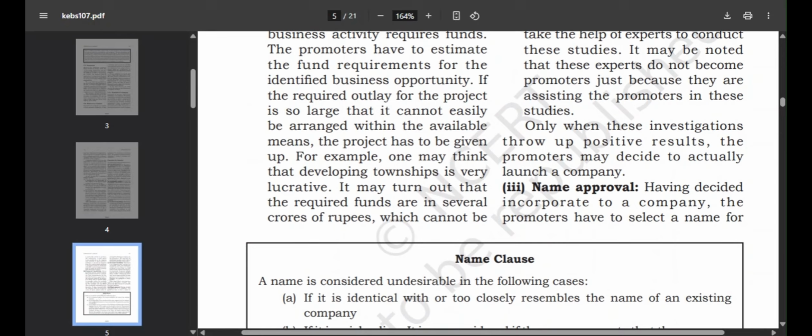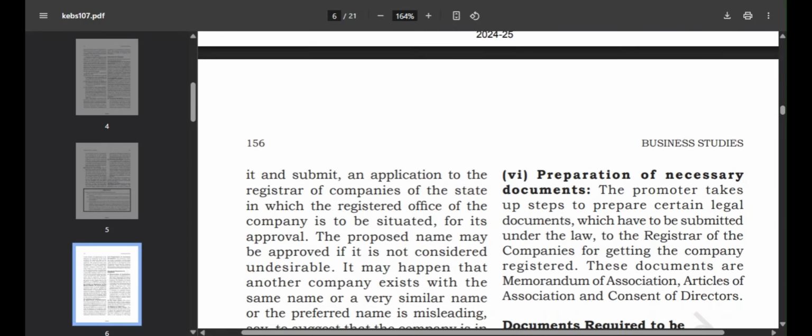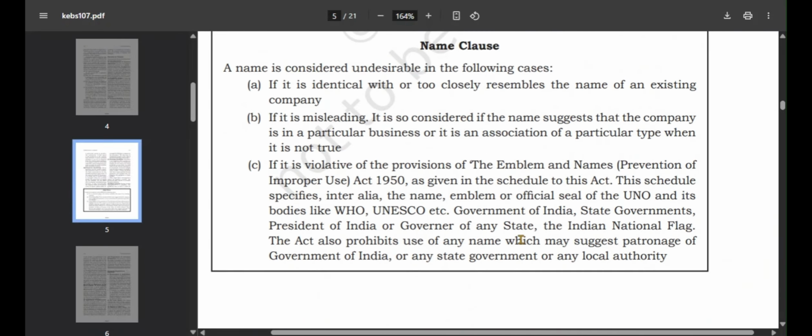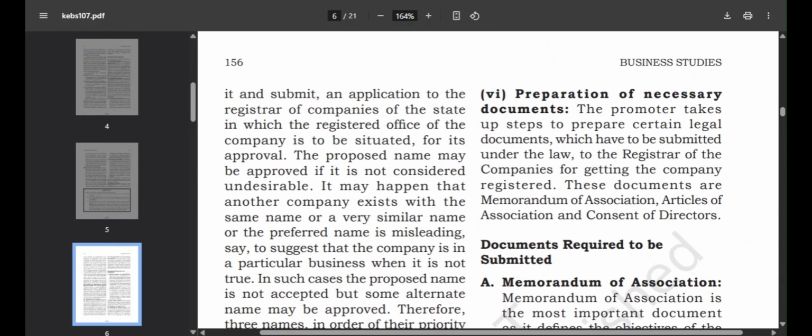Third function of promoter is name approval. Having decided to incorporate a company, the promoters have to select a name for it and submit an application to the registrar of companies. This is important. Whatever submission of documents has to be done is done to the registrar of companies. It's basically a formal association of companies which takes up the legal documents that are required to form a company.